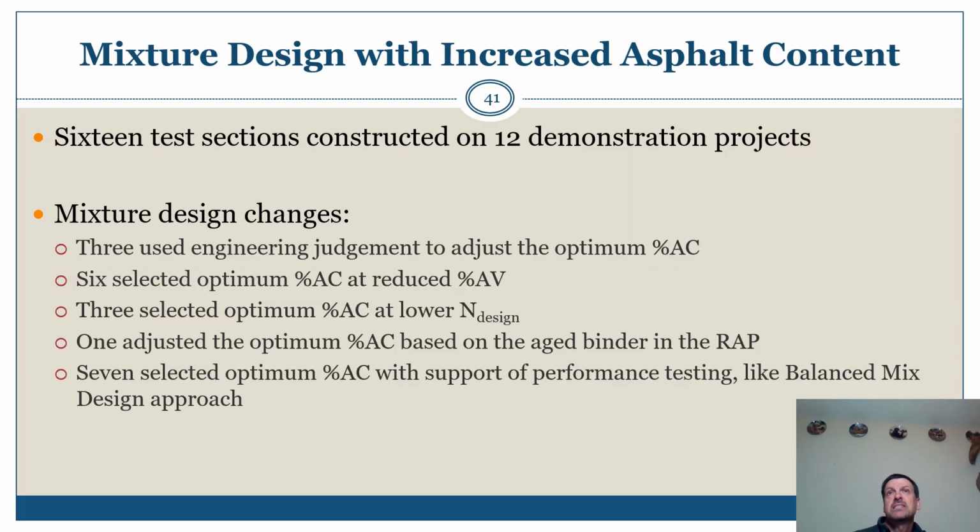On 16 projects, asphalt content was changed. So there were 16 sections on 12 projects. Asphalt content was changed, and essentially it was increased.